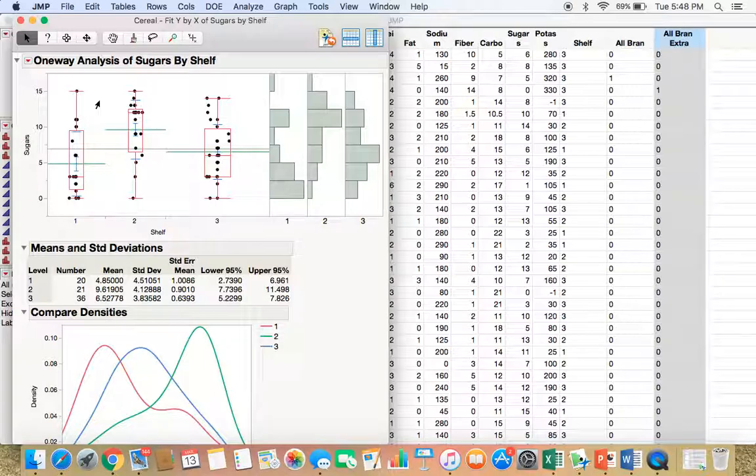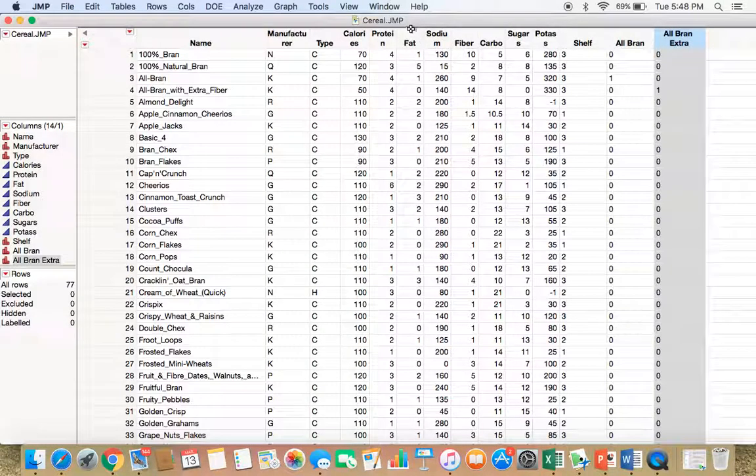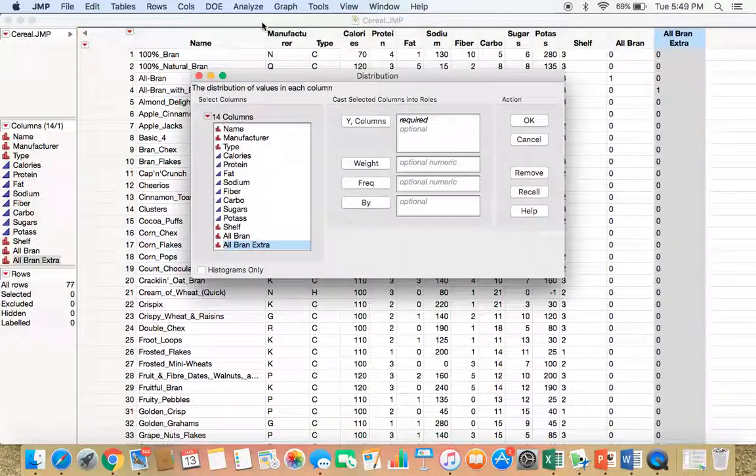Now we want to check the test of normality. To see if the data comes from a normal population, we set up the null hypothesis as H0: sugars have a normal distribution, and HA, the alternative hypothesis, is sugars do not have a normal distribution. In order to find the p-values for the test of normality, we go to the distribution module. So we go back to our chart, analyze, distribution module, and we select sugars into our y variable, and shelf into the by column.